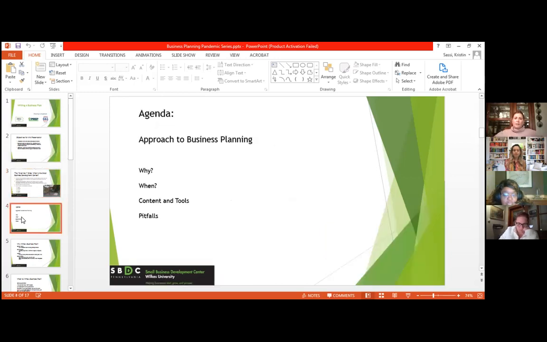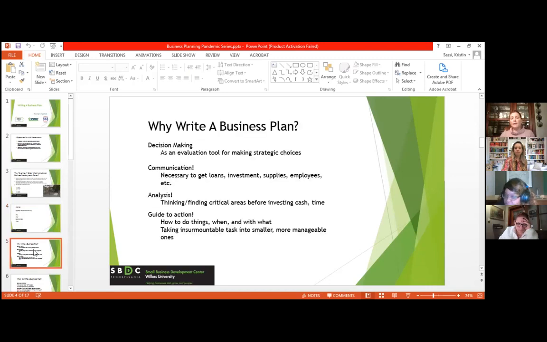If not, we're going to move on to what the agenda for today is going to be. We're going to cover basically 4 different things. Why are you writing a business plan? When is it a good time to write the business plan? The contents and tools. And then some of the pitfalls that I've seen with clients when they're developing a business plan, or why they have come to us for help because they tried to do their business plan on their own and then they didn't receive financing. So we're going to go through all of that today. Why we write a business plan.